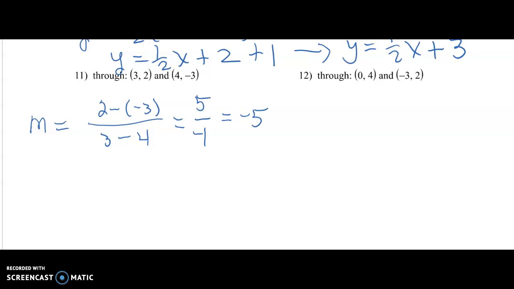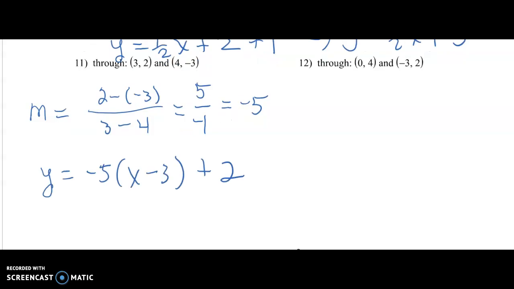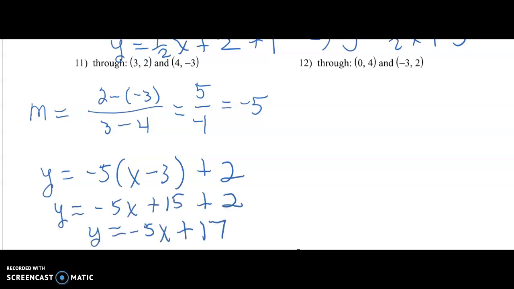Now that we have a slope value, let's go ahead and pick one of the 2 points so we can start to write our equation in point-slope form. So again, I use my slope value of -5, and I use the first ordered pair, 3, 2, to plug into my point-slope form. Now again, directions say we have to write our final answer in slope-intercept form, so that means we have to simplify that right side. And when we do that, we get y equals -5x plus 17.